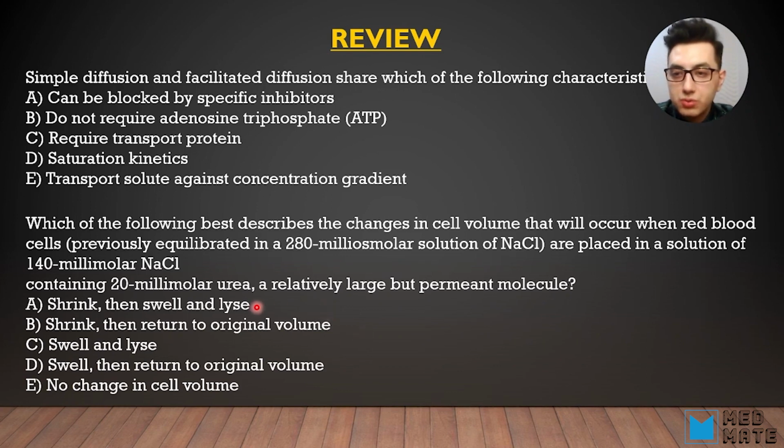So we have two options here that show shrinkage, option A and B. But the correct one is option B. Why? Because the cell's membrane is permeable to urea. So first it shrinks, but then since it's permeable, urea goes in to reach equilibrium, so the cell returns to its original volume.